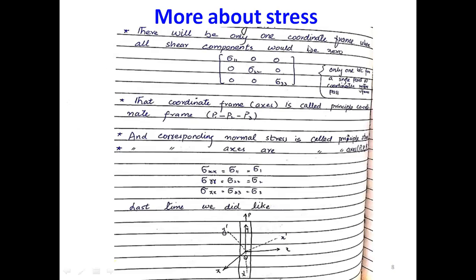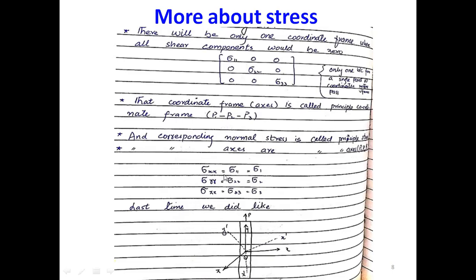There will be only one coordinate frame where all shear components would be zero. Remember, only one coordinate frame where all shear components would be zero. That coordinate frame is the principal coordinate frame, and the axes would be principal axes, and the normal stresses would be principal stresses.